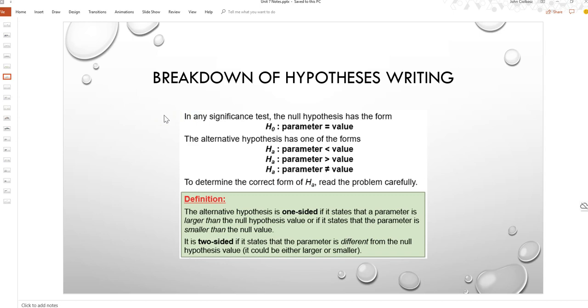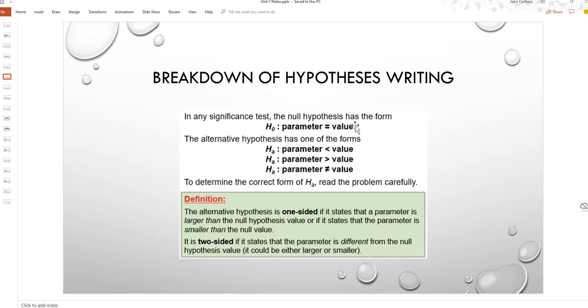Okay, so looking at these hypotheses, our null hypothesis is literally always going to look like this. So H sub 0, colon, the parameter. So if we're using means, it would be mu. If we're using proportions, it would be p. And it's equal to whatever value we're given in that problem.